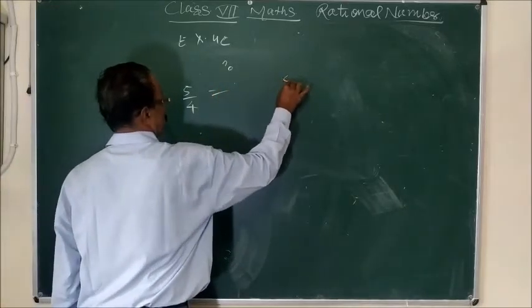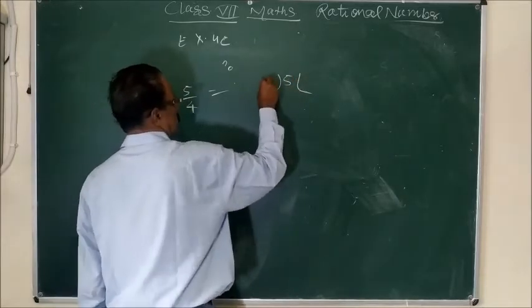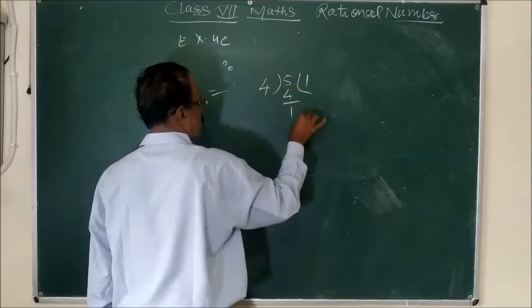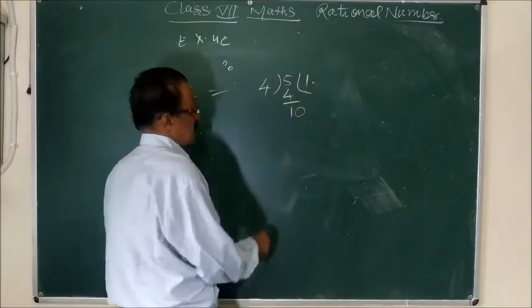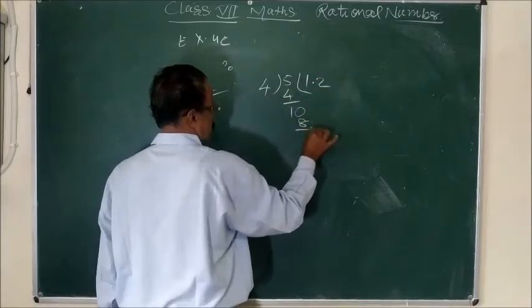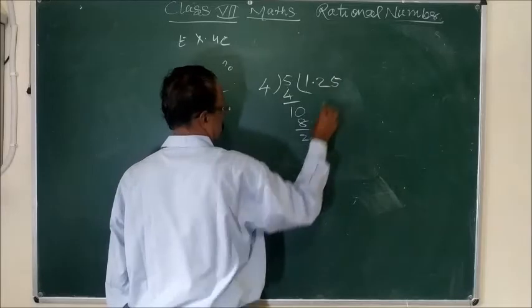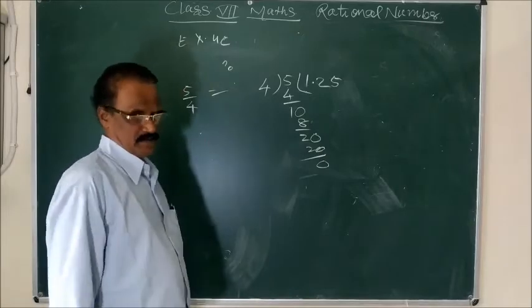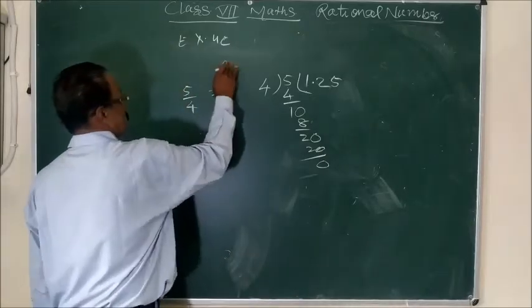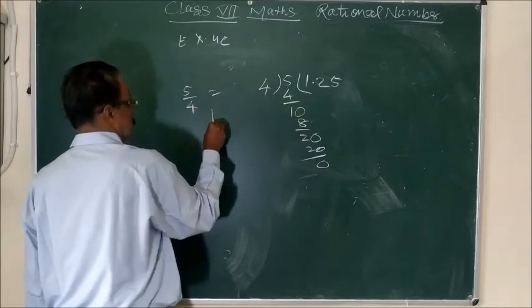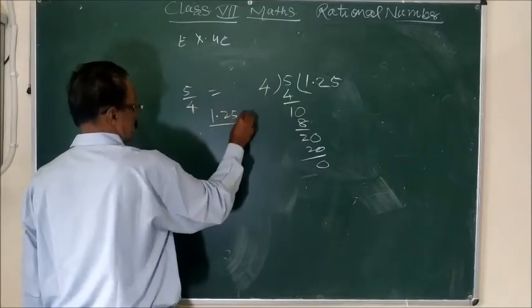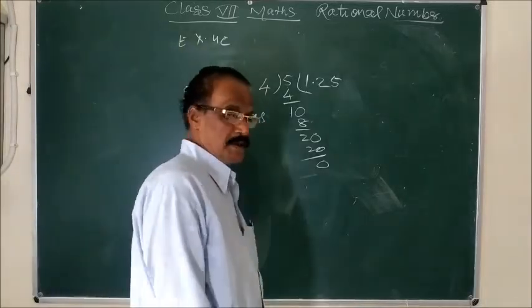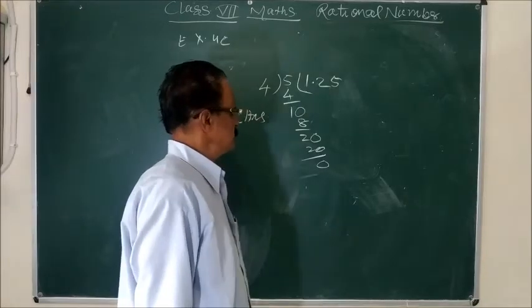Numerator is divided by denominator. So this will be divisor and this will be dividend. 4 into 1 is 4, 1 remains 1. Now you put 0 and here will be the decimal point. 4 twos are 8. Remainder 2, you put 0, 4 fives are 20. Now you are getting which kind of decimal? It is a terminating decimal. So what is the decimal representation of 5 by 4? This will be 1.25.